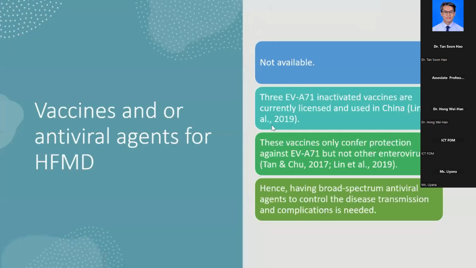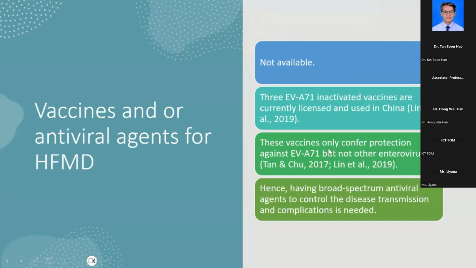So how about the vaccines and any antiviral agents available for this disease? Currently, there's none available that can tackle CAV16, CAV6, enterovirus A71, and CAV10, all these four viruses. However, there are three inactivated vaccines that are currently used and licensed in China, but these vaccines are not available in Malaysia or in other countries.